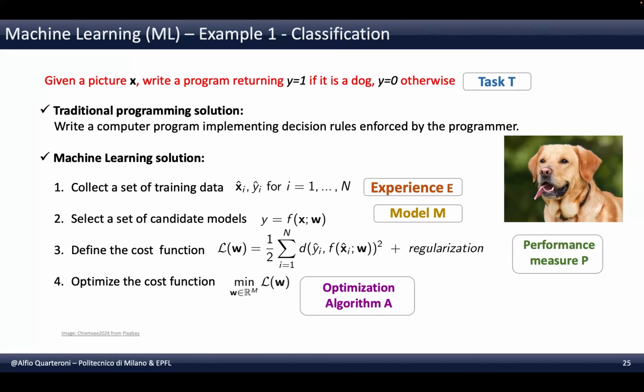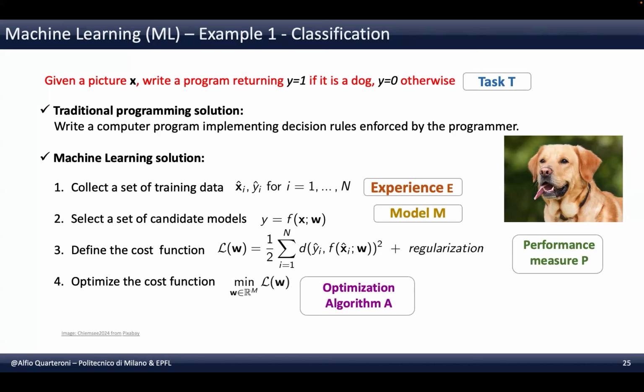Then you have to define a model, a mathematical model, which is a function that will be in principle able to represent this distribution. Then you have a new picture, and if the model is good enough, when you have this new picture, the computer itself should be able to go from that picture X to its label 0, 1.